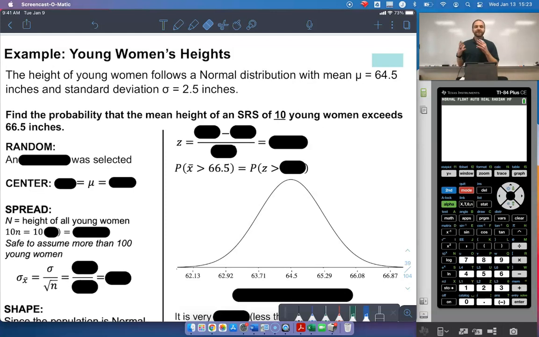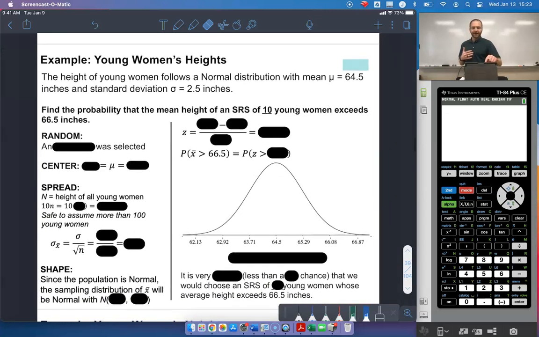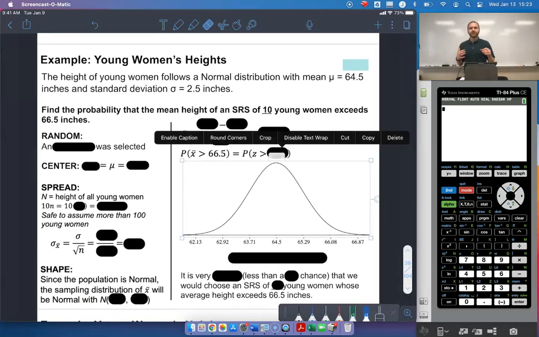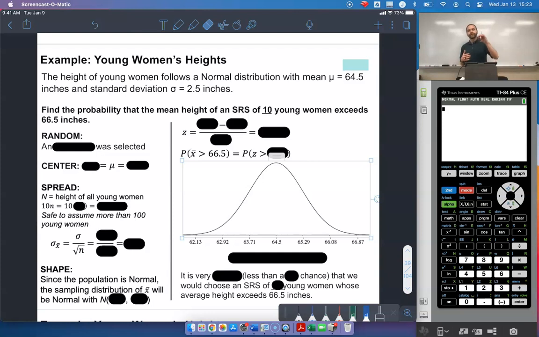So notice the difference in phrasing compared to the previous prompt. We have this set up on the side, and I know it's not a lot of room, but I want to make sure you understand we're checking random, center, spread, and shape. We need to make sure it was done randomly, because that allows us to do inference. So make sure when you're reading this, it does say a simple random sample of size 10 was selected.